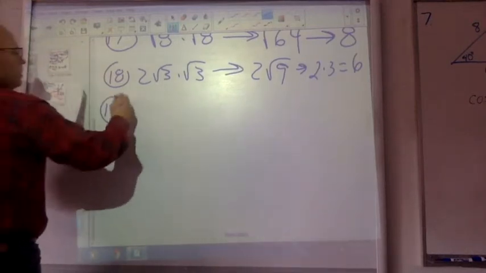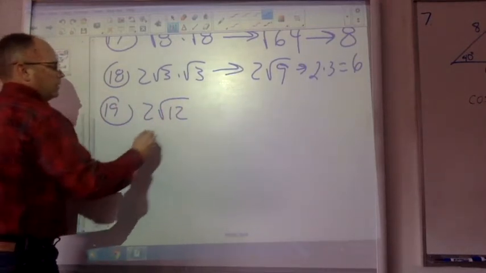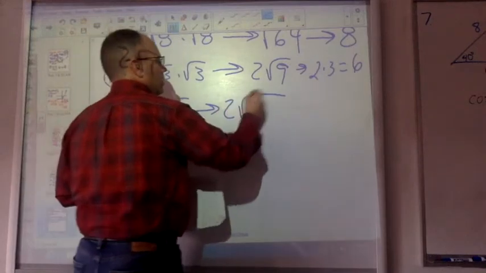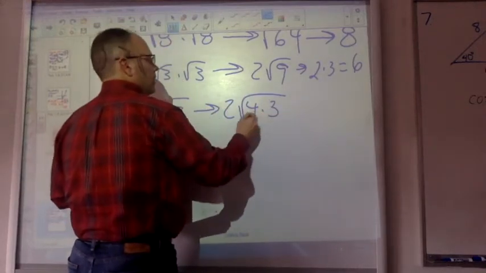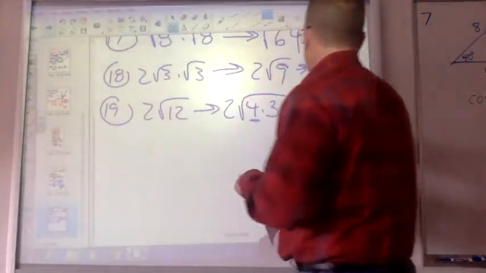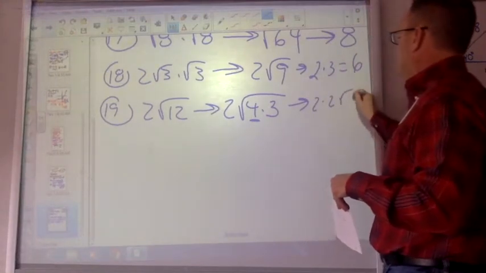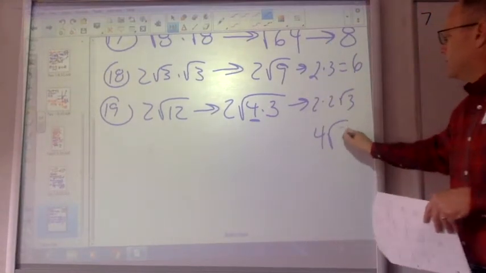19. 2 root 12. That's the same thing as saying 4 times 3. Square root of 4 is 2. So I get 2 times 2 root 3, which is 4 root 3.